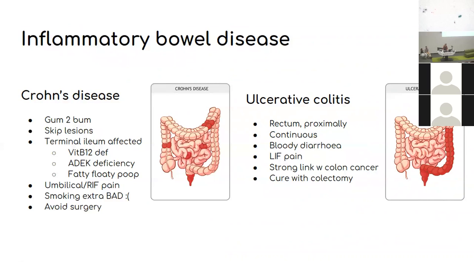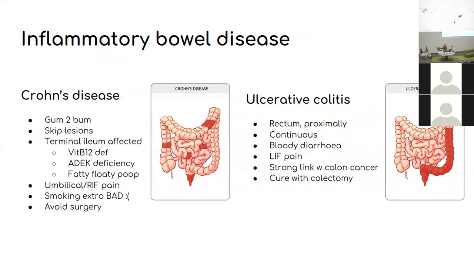As we said before, the terminal ileum is most affected in Crohn's disease, and that can lead to deficiency in vitamin B12 and bile salts, so steatorrhea, really fatty, floaty poop, is a buzzword, particularly for OSCEs. You're going to have umbilical to right iliac fossa pain, because we know that the ileum is in your right iliac fossa, and smoking is really bad for Crohn's disease. So just think of the crow having a smoke as it skips along the cobblestone path.